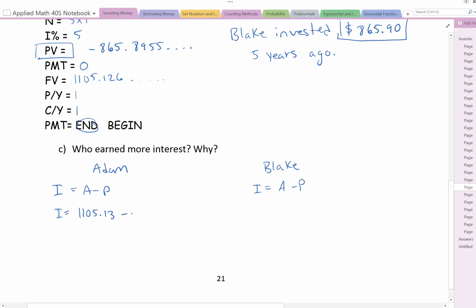So here I would have had for Adam $1,105.13 minus, now remember, we've got 5 years, 1 payment per year, and $200 per each payment. So that would give us an interest of $105.13, where for Blake, that same future value, but just subtracting the single lump sum of $865.90, and he has an interest earned of $239.23.